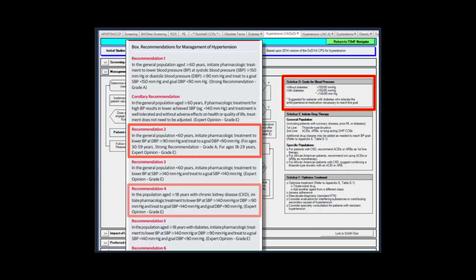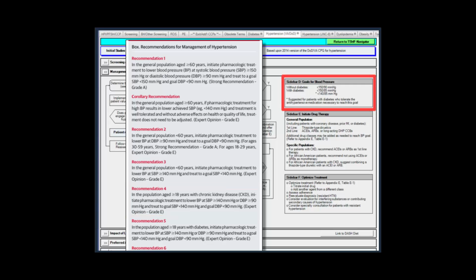JNC also recommended a lower systolic goal for patients with chronic kidney disease, but once again, that's based on expert opinion. Chronic kidney disease patients in the DoD VA guidelines have the same treatment goal as in non-diabetics, which is 150/90.